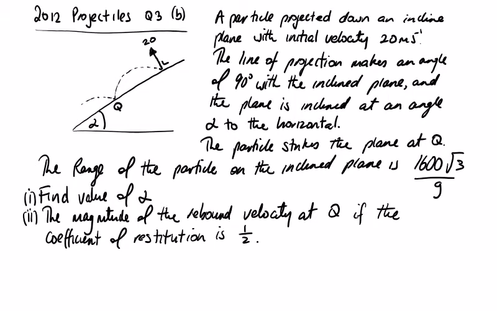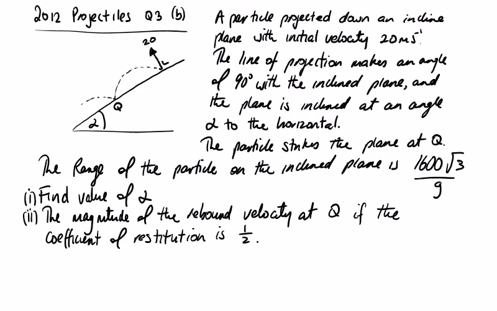2012 Projectiles, question 3b. A particle is projected down an inclined plane with initial velocity 20 meters per second. The line of projection makes an angle of 90 degrees with the inclined plane, and the plane is inclined at an angle alpha to the horizontal. The particle strikes the plane at Q, and the range of the particle on the inclined plane is 1600 root 3 over g. Find the value of alpha, and then the magnitude of the rebound velocity at Q if the coefficient of restitution is a half.